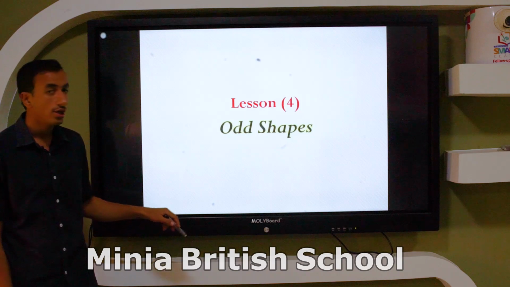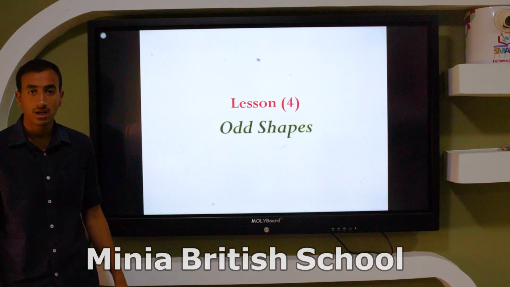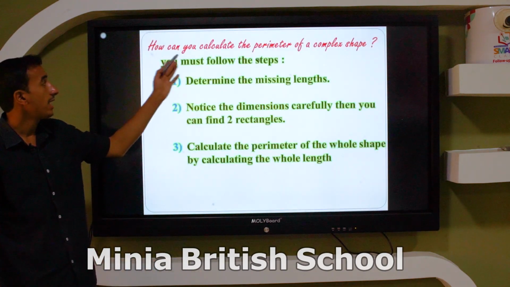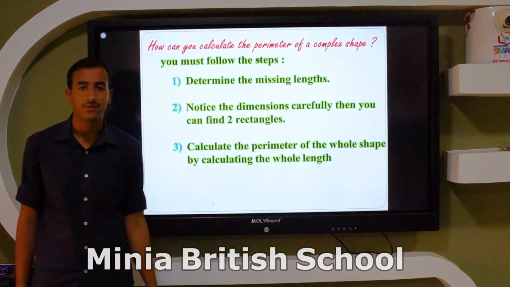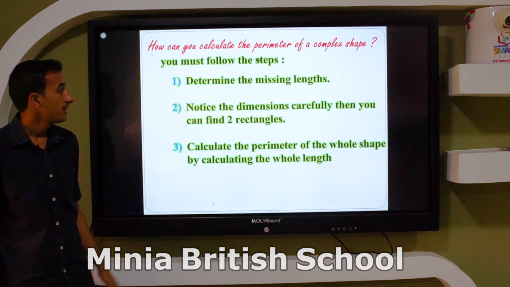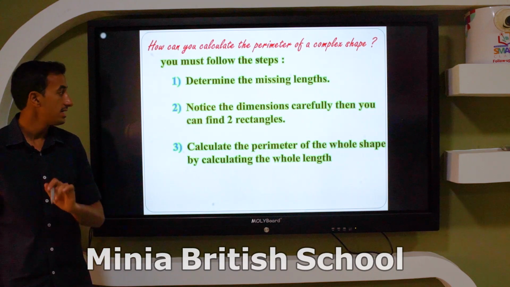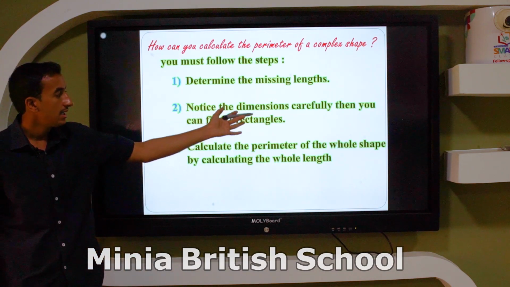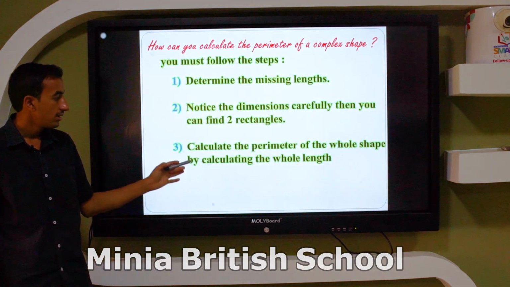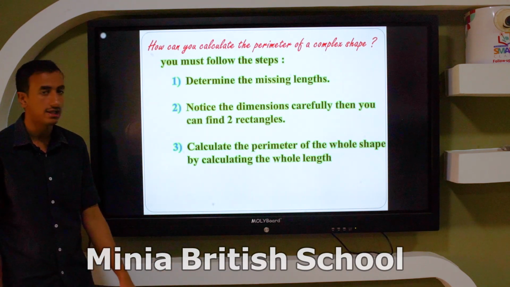A complex figure is, for example, two rectangles together. Let's see together. How can you calculate the perimeter of a complex figure, complex shape or odd shape? You must follow the steps. Determine the missing length. Note the dimensions carefully, then you can find two rectangles. Calculate the perimeter of the whole shape by calculating the whole length.